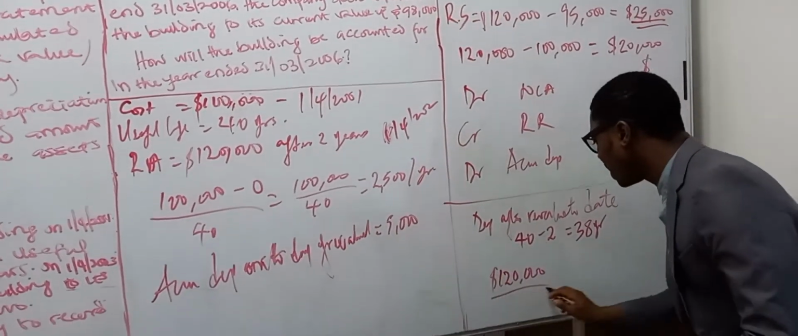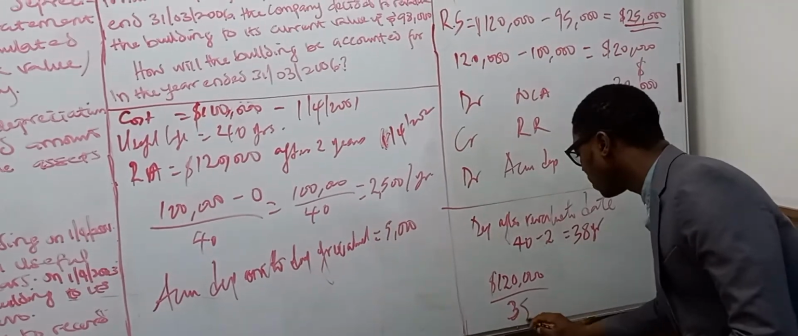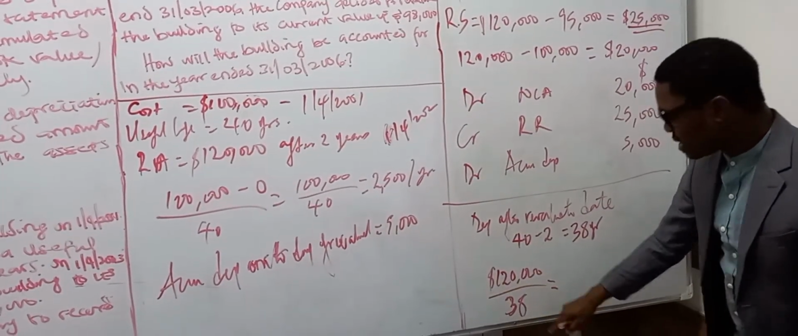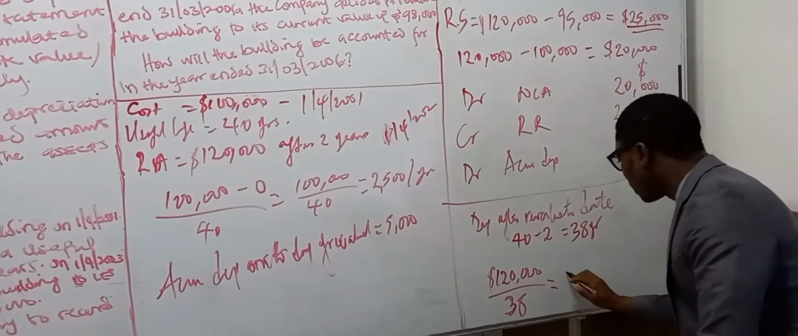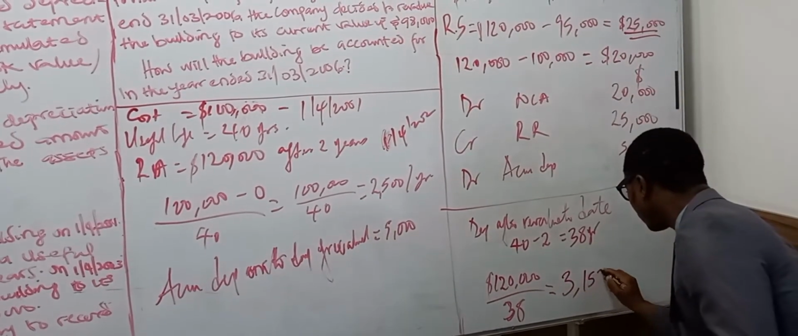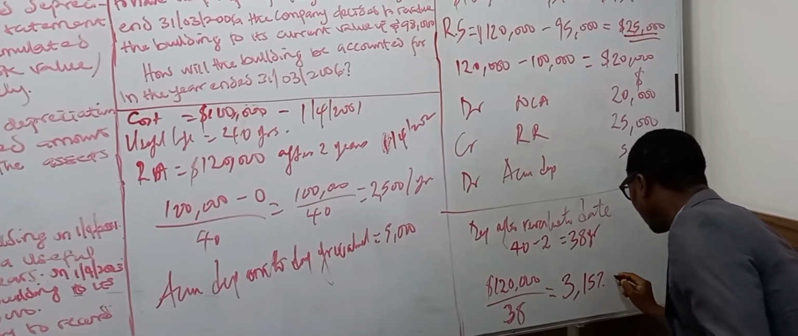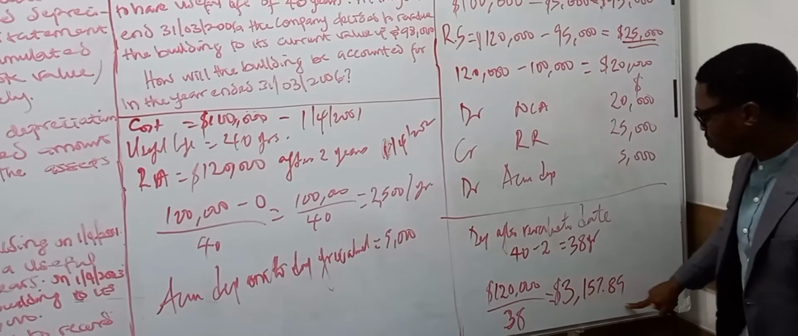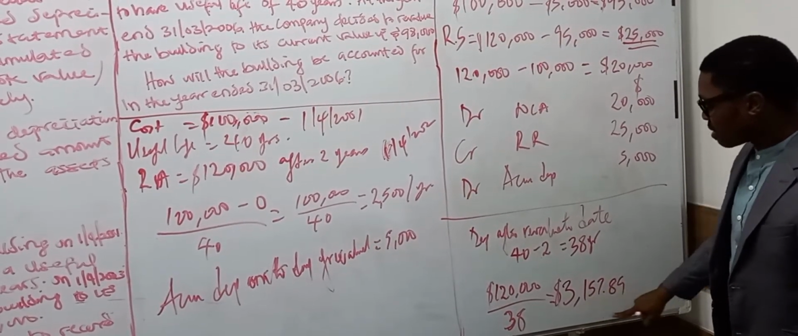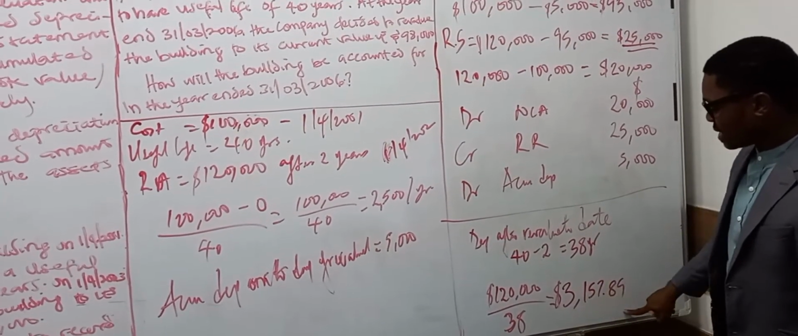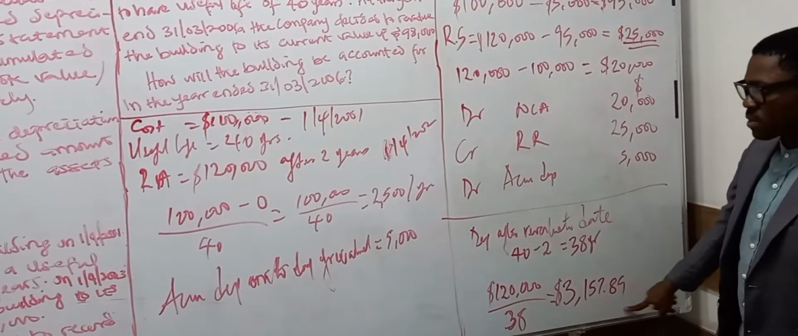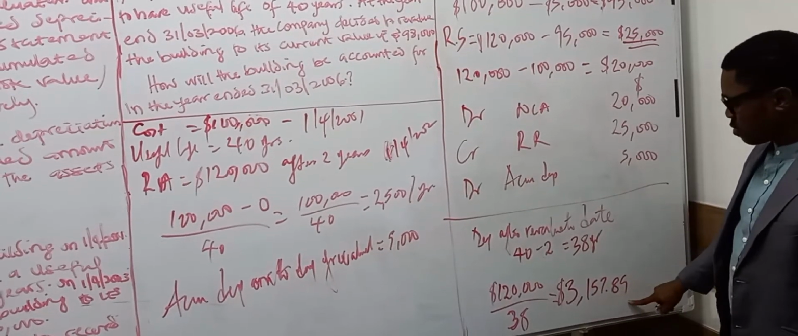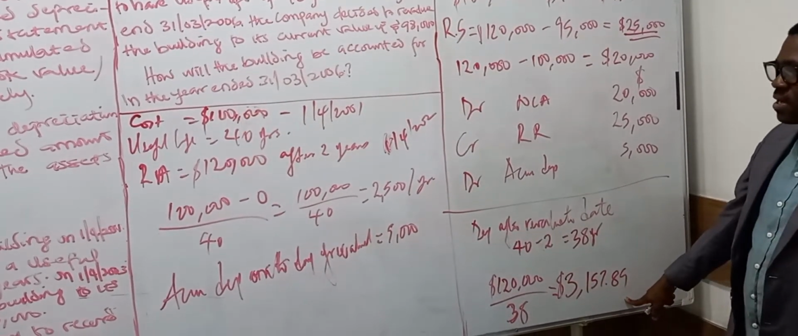$120,000 divided by 38 years. So this is the new revalued amount, and this is the remaining useful life. That will give us $3,157.89. So this will be the new depreciation amount after the revaluation. And this is the accounting treatment, and this will be the new depreciation amount after revaluation.